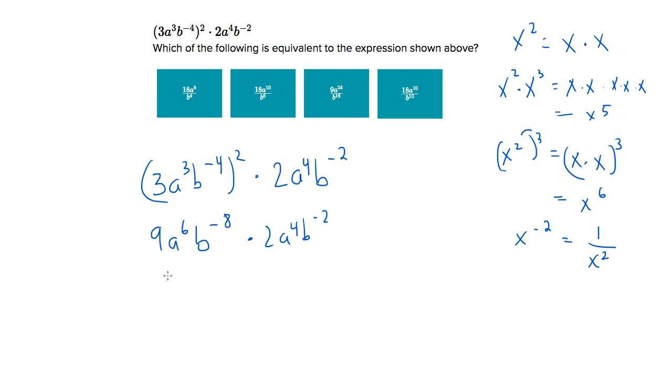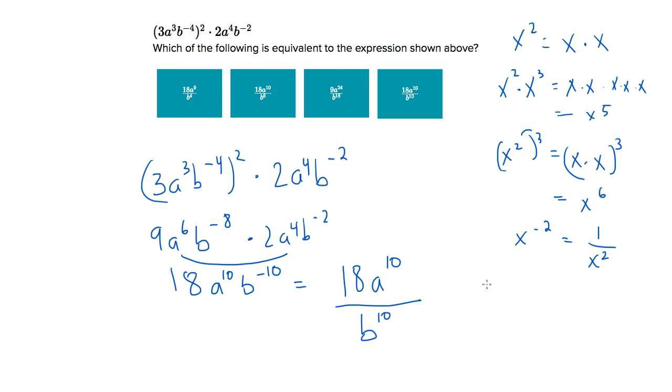multiply the coefficients. We get 18. We have exponents of the same base, a, so that's going to be a to the 10 because it's 6 plus 4, times b to the negative 10, negative 8 plus negative 2, using this rule here. Well, that is going to equal 18a to the 10th over b to the 10th because of this final rule here, where a negative exponent goes in the denominator. And that answer choice is right here.